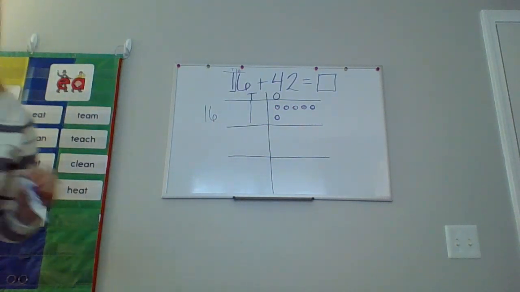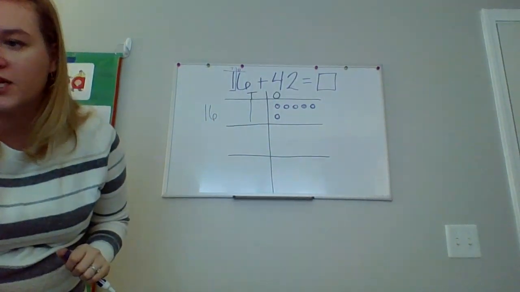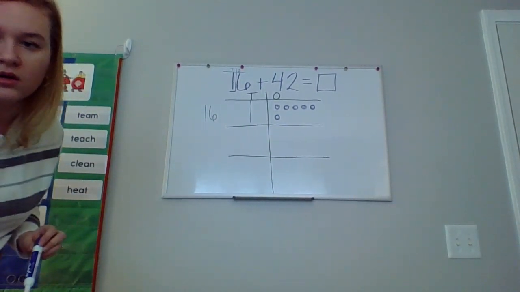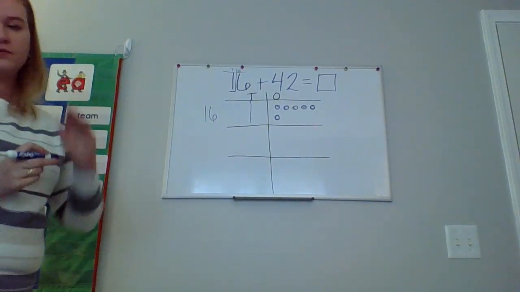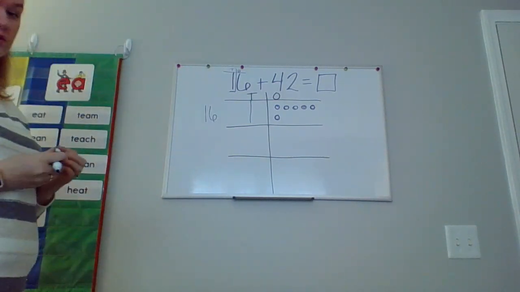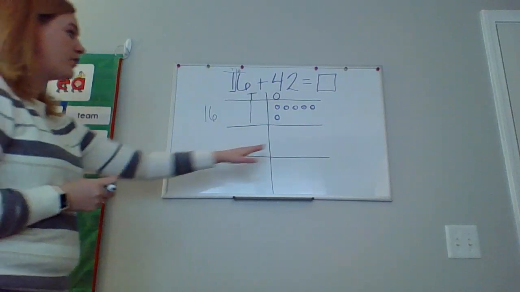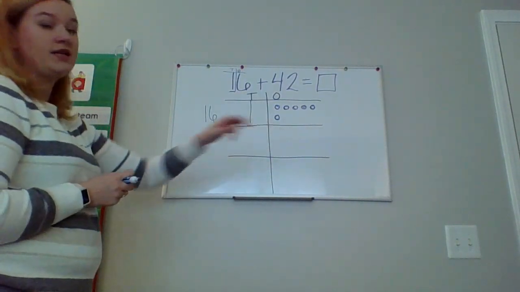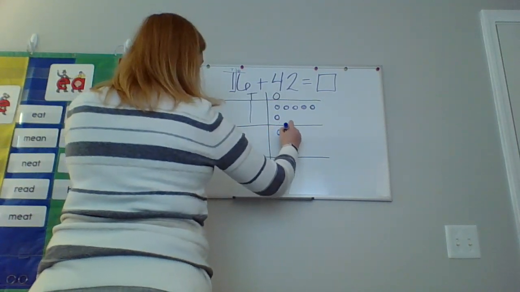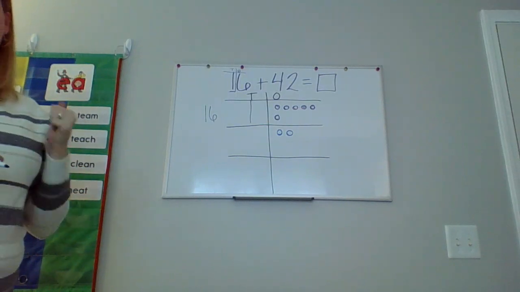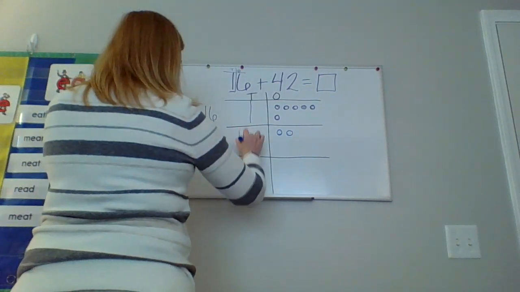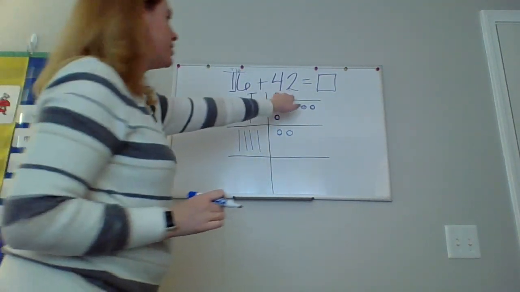Okay, I'm going to call on someone else. Who could help me draw the number 42? Riley. Which one do I start with? The ones. How many ones? 2. Good. I start with the ones and I draw 2 ones. Okay. Then I draw the tens. How many tens am I going to draw? 4. Good. Right. So I have 2 ones and 4 tens.